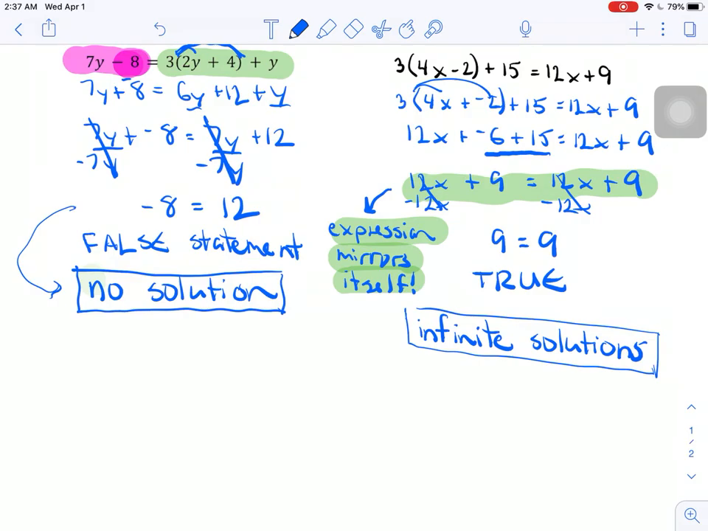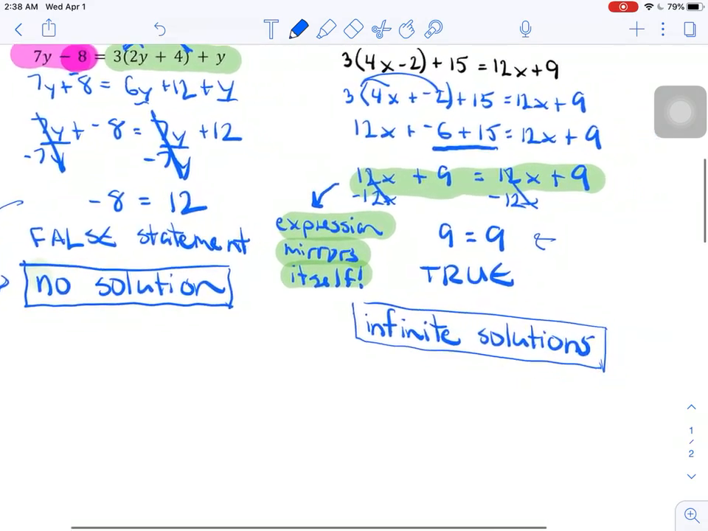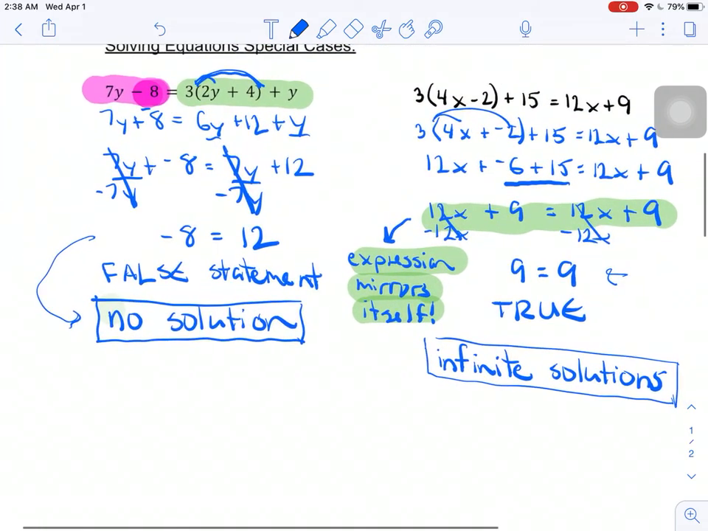Now, if you are plodding along through your steps and you don't catch that spot where the expression's mirroring itself, and you get all the way down here, then your other giveaway for infinite solutions is that true statement. So if you have infinite solutions and you go all the way through your steps, you're always going to end up with your variables gone, but you'll have a true statement. So 9 always equals 9, which basically means this always works. You can fill in anything.